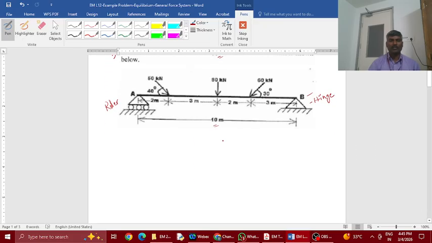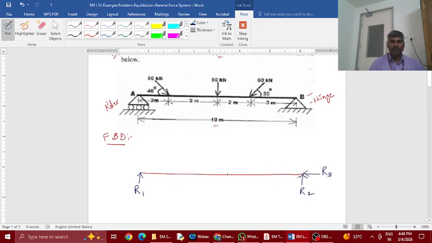Okay, so you see, the first thing we need to do is draw a free body diagram. Okay, just try to draw the member first, then we draw the reactions. See, this is a roller, so I expect only one reaction. As this is a hinge, I expect two reactions to occur. So I call this reaction 1, this reaction 2, and this reaction 3.